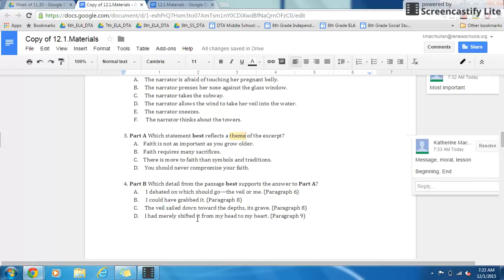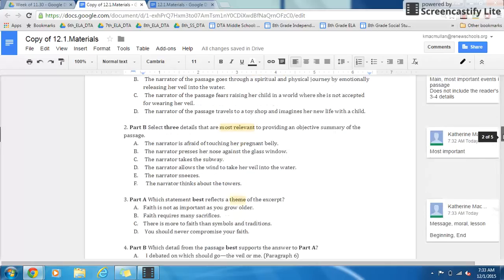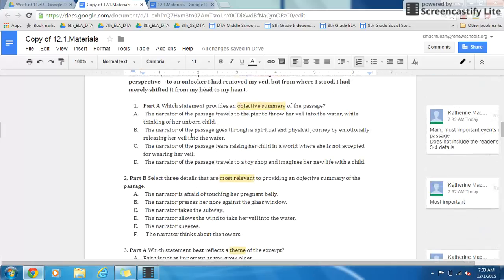Now here we have details directly from the passage. So these are direct quotes that we're looking to connect. Remember that once you've chosen an answer here, you need to be looking to find the evidence that directly connects to that answer. The same goes for our question here. Once you choose an objective summary, each of these 3 details should connect to the parts of that summary.